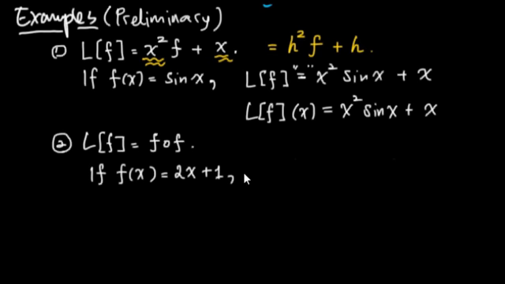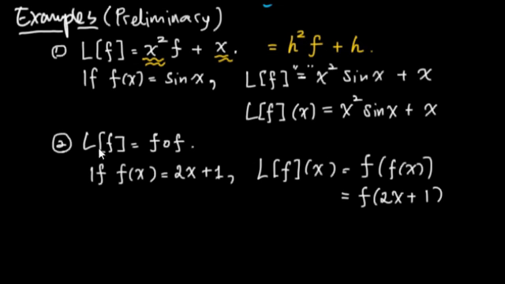So if f of x is this linear function 2x plus 1, then what this operator does to this function is composing it to itself like this. So first you calculate f of x, which is 2x plus 1, and you apply 2 times that input plus 1 again. So it becomes 4x plus 3. So this operator takes this function f and changes it to 4x plus 3.